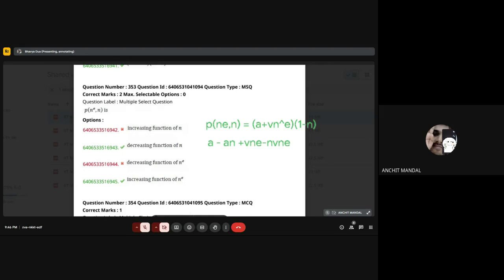So the important point from this is just to remember this base formula, A plus VNE into 1 minus N. And then this helps in understanding the demand that has already been satisfied and the demand that is still available. Decreasing function of N and increasing function of NE.